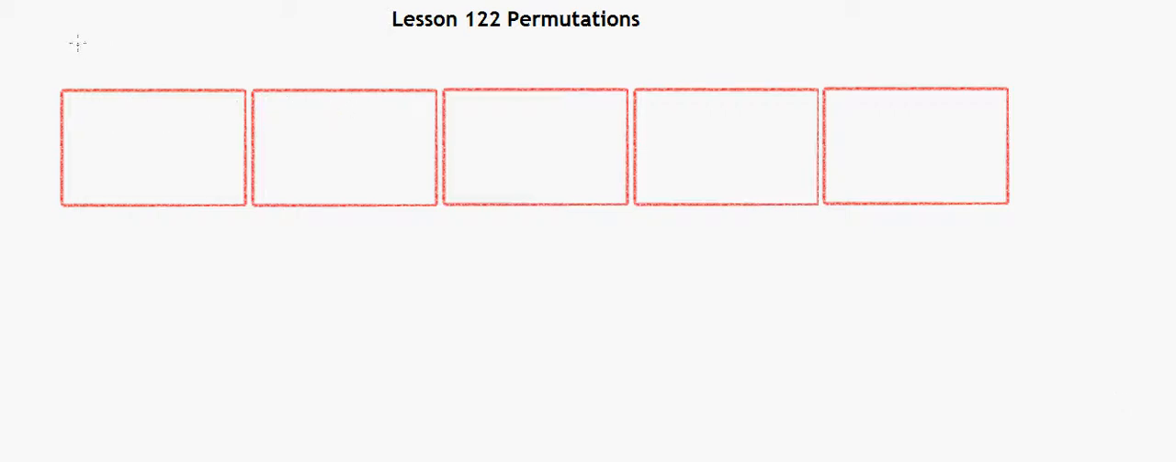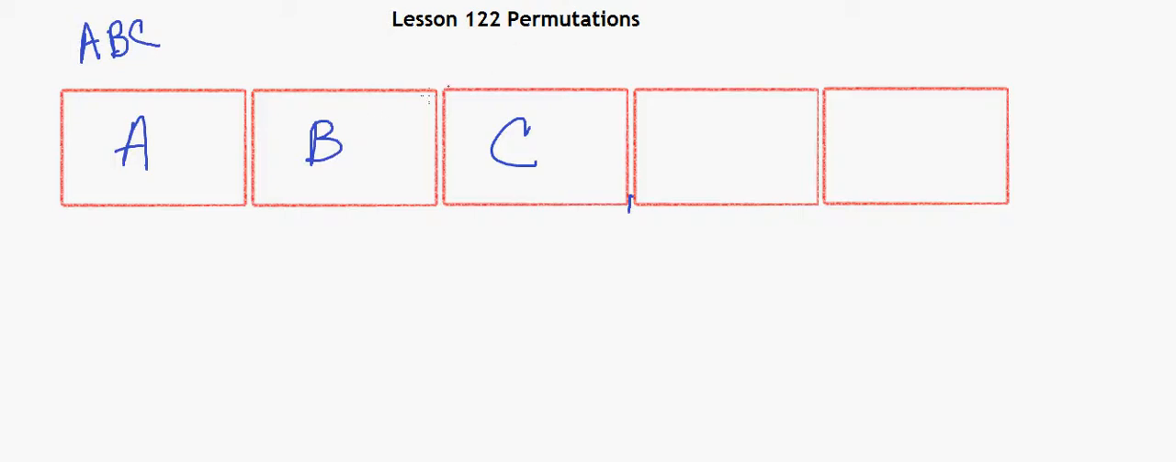If we have the letters A, B, and C, let's just imagine these first three boxes as the different ways we could arrange them. We could drop A into the first one, B into the second one, and C into the third one. That'd be the alphabetical way to put them in, but how many ways could we arrange letters A, B, and C in these first three boxes?